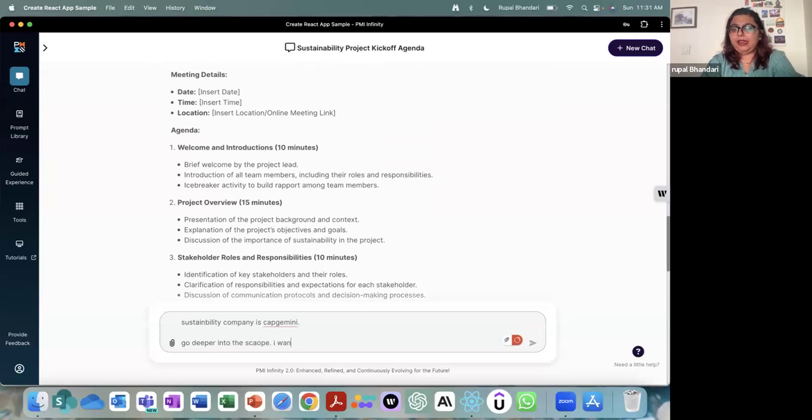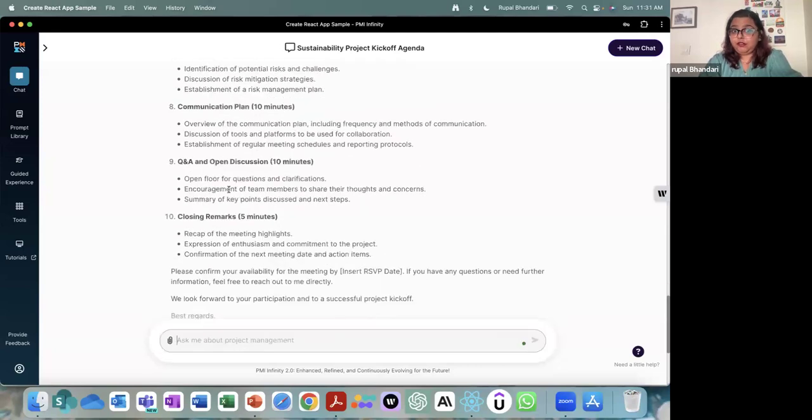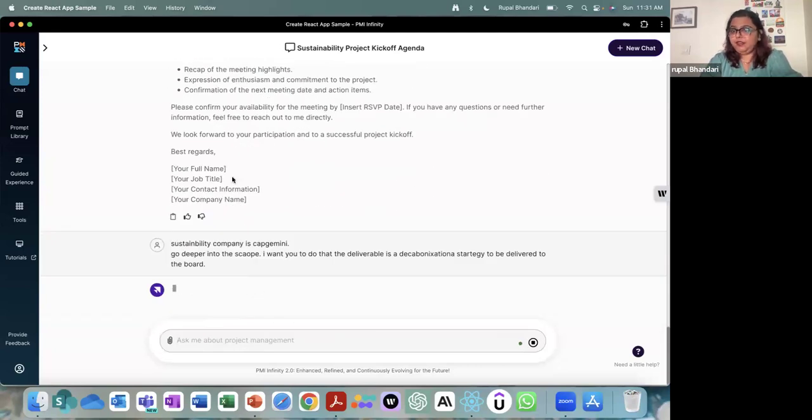I want you to add that the deliverable is a decarbonization strategy to be delivered to the board. I'll ask it to do that. It will go back and completely add these things.